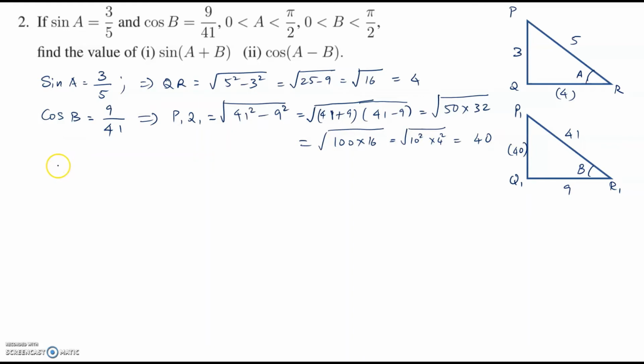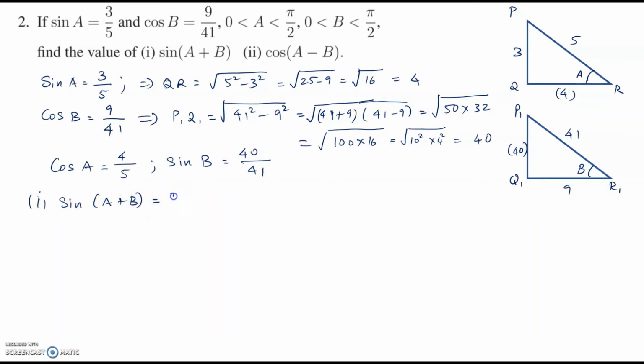Now let's find our cos A. Cos A will be equal to, from the first triangle PQR, adjacent side which is 4 by 5. So that will be 4 by 5. And our sin B from the second triangle here, P1Q1R1, would be opposite side 40 by 41, 40 divided by 41.